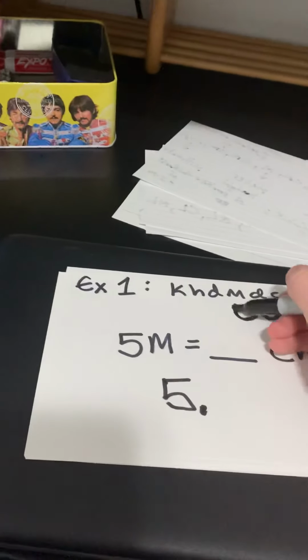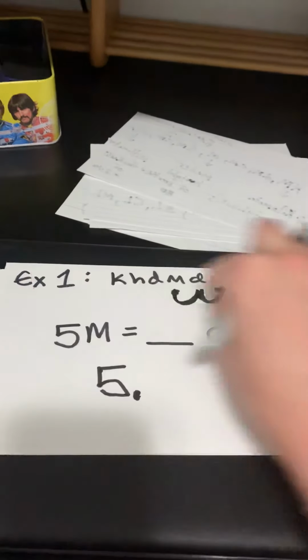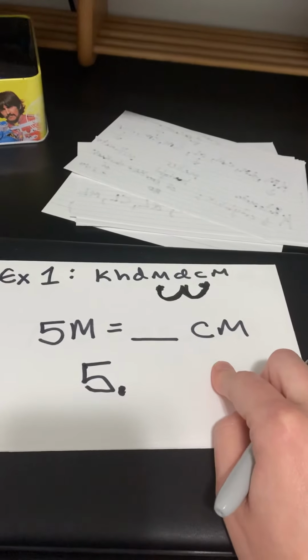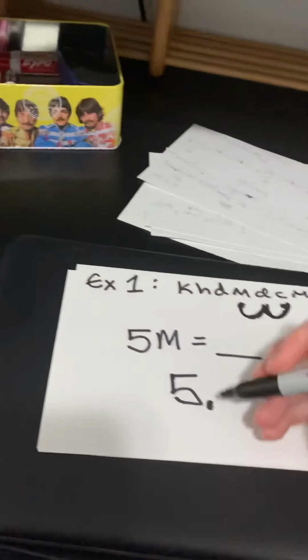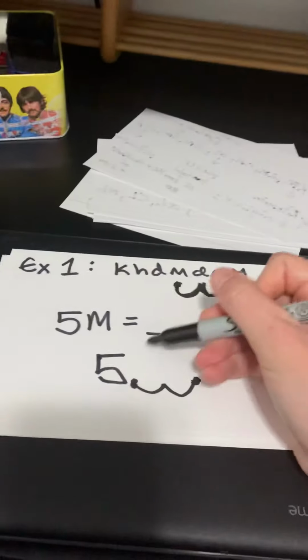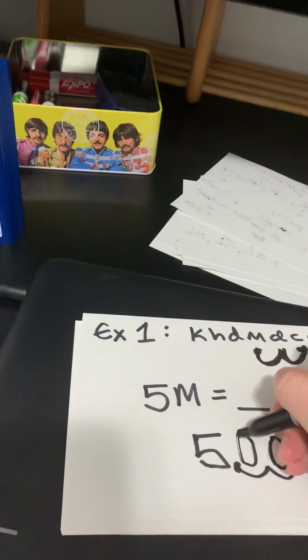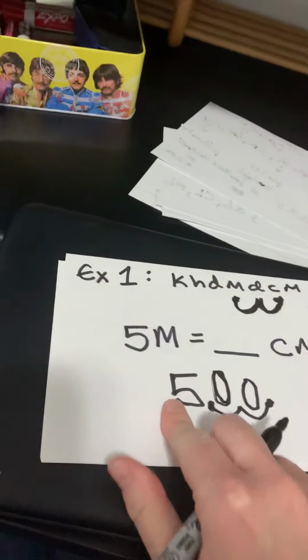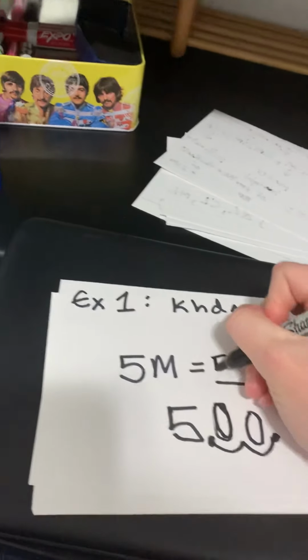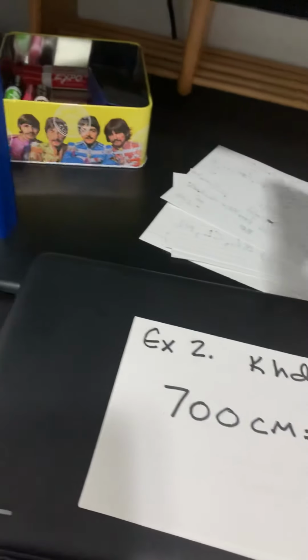So if I jump 2 places to the right on my little metric system chart, what do I put in those 2 places? I put zeros. So 5 meters is equal to 500 centimeters. I went to the right on the chart, so I went to the right on the number.